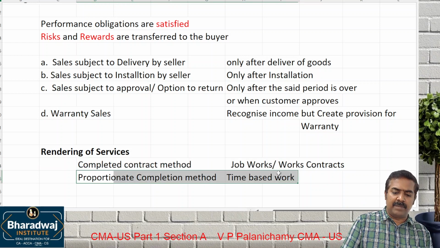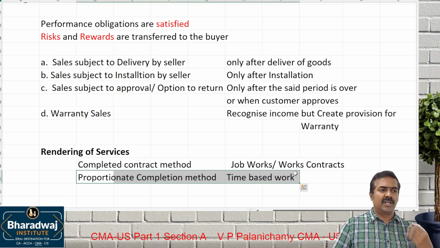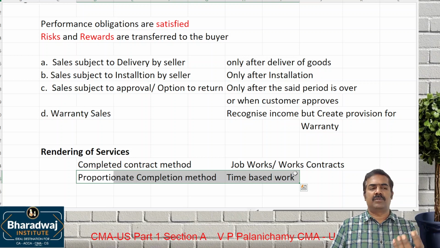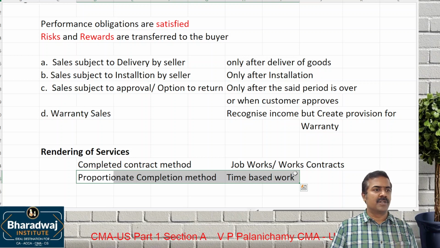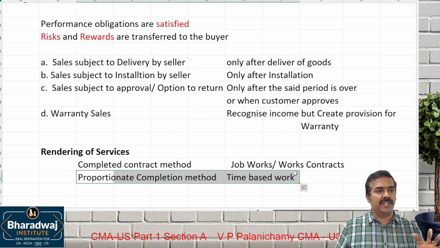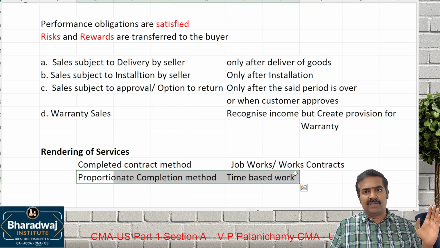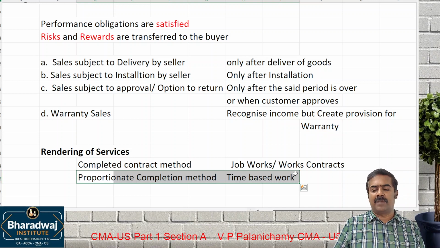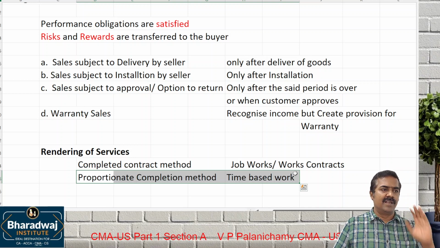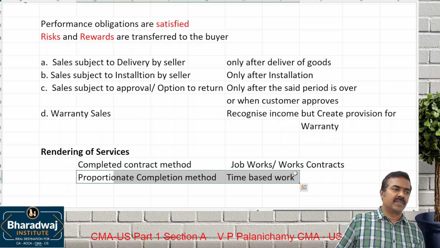Then for all time-based work, for example, I have undertaken maintenance services for your apartment, your building, or your air conditioner. For 12 months, I charge $2,000, like AMC, annual maintenance charges, to maintain your house, your AC or some equipment. Now, within the current year, 3 months time is over. 3 by 12 I can record as income for this year. 9 by 12 I will record as income for which year? Next year.